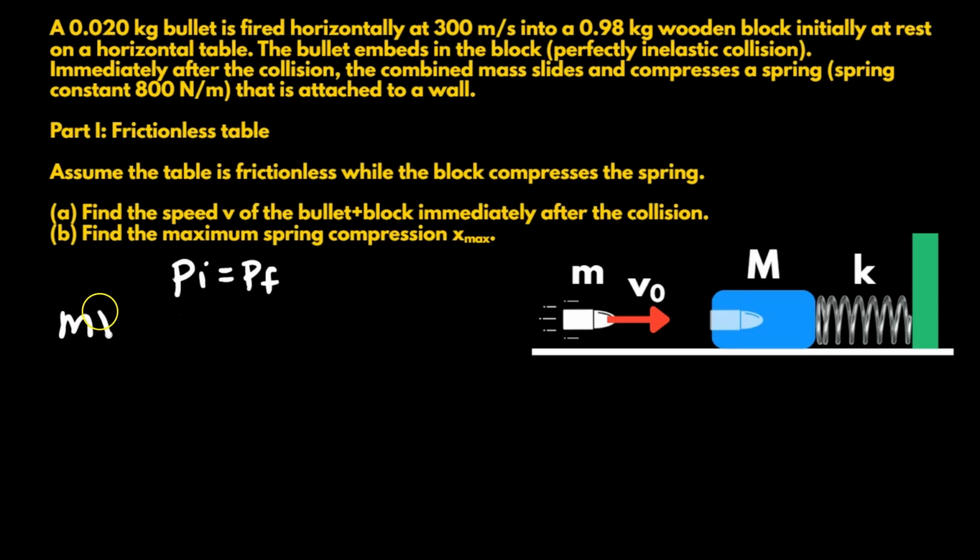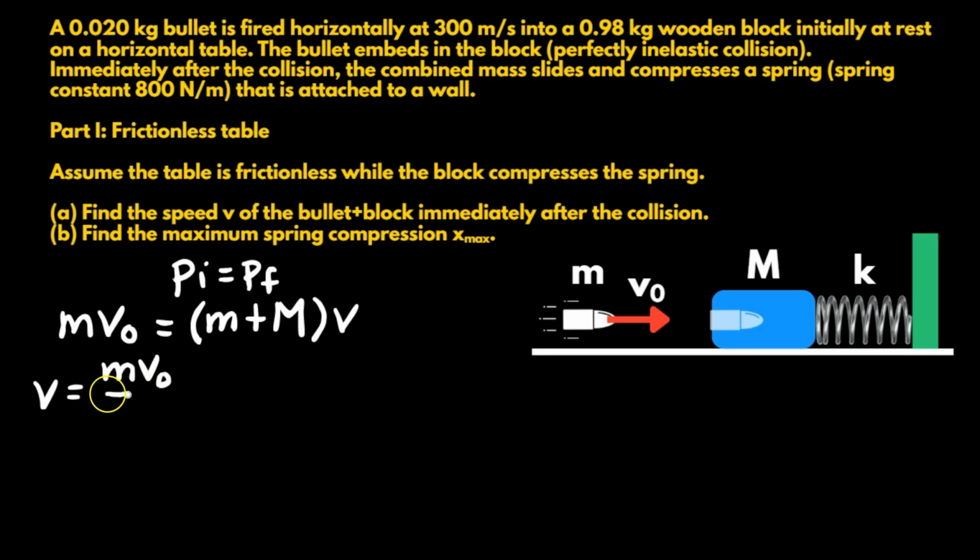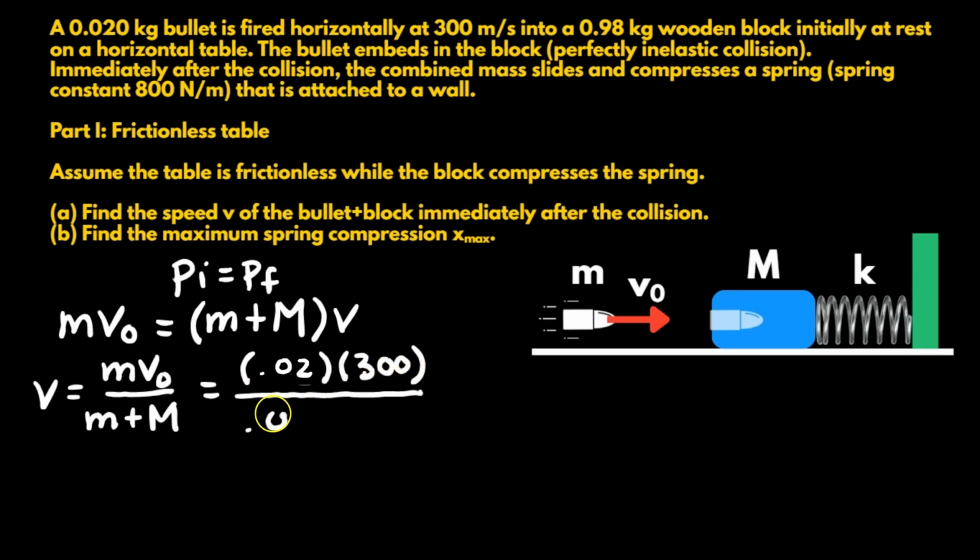The total initial momentum is just the momentum of the bullet, which is m times v naught. The total final momentum is the momentum of the bullet and the block. So the mass will be their combined mass, which is little m plus big M, times the velocity, which is the speed of both the block and the bullet together. Now we're going to isolate v by dividing by little m plus big M on both sides. And we get that the velocity is equal to m times v naught divided by little m plus big M.